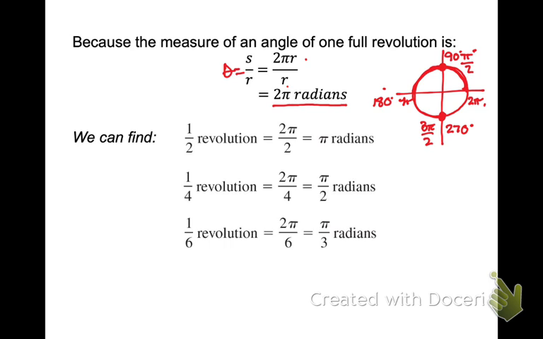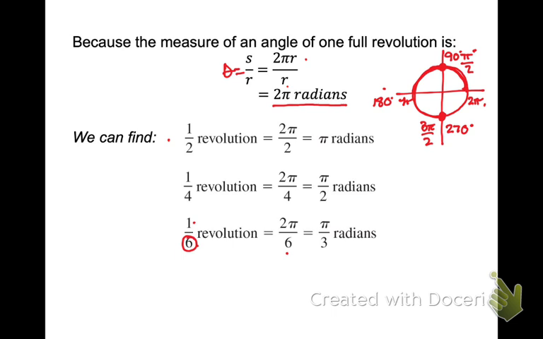So there will be angles that we're not going to use the conversion on. We're just going to know them, and we're going to work towards that. And I have these down here. A half a revolution is pi. A fourth is pi over 2. If I wanted a sixth, I'd have pi over 6. Okay, how many times does 6 go into 180? 30.